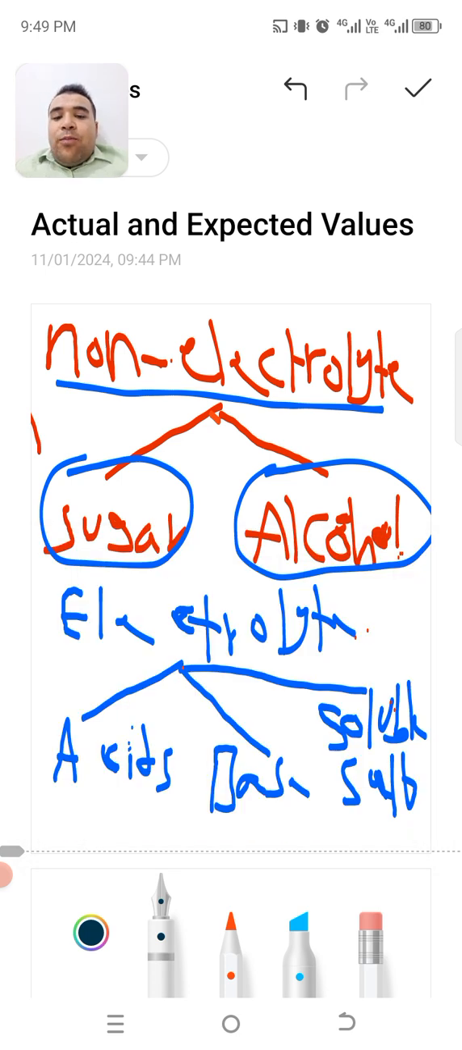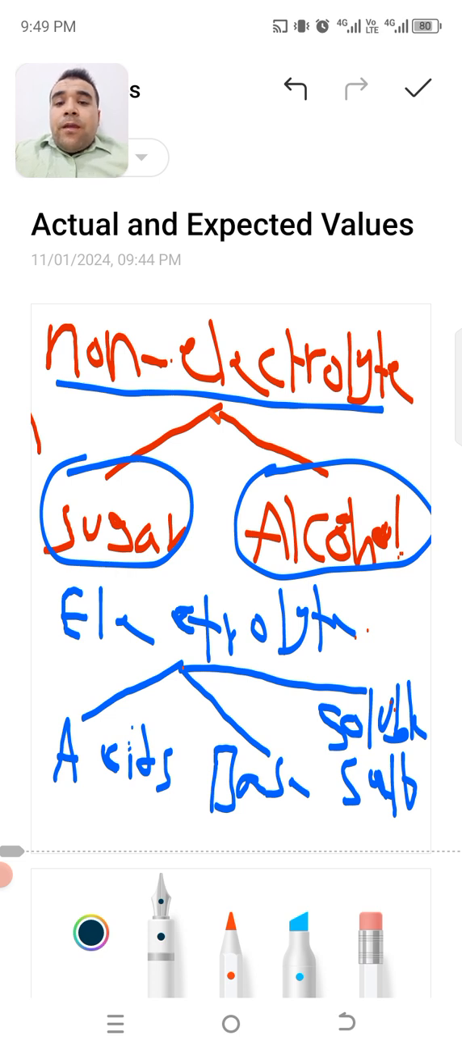And the other type of solution is the electrolyte in terms of conducting electricity. Three groups of compounds which we deal with in 12th grade become electrolytes: acids, bases, including the weakest and strongest, guys, and soluble salts as well.